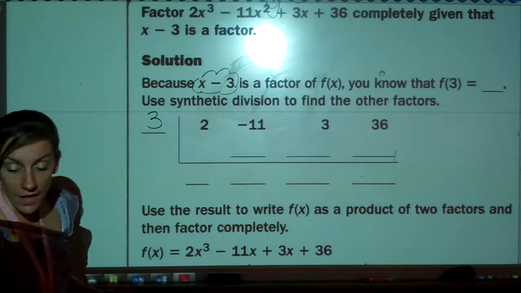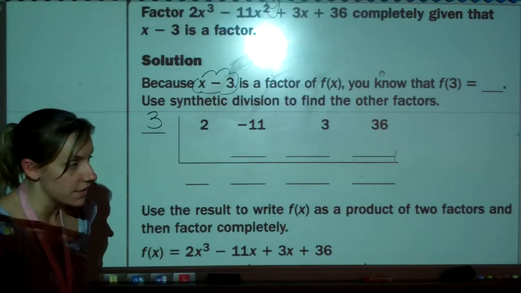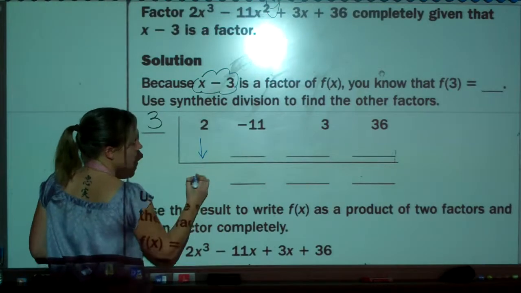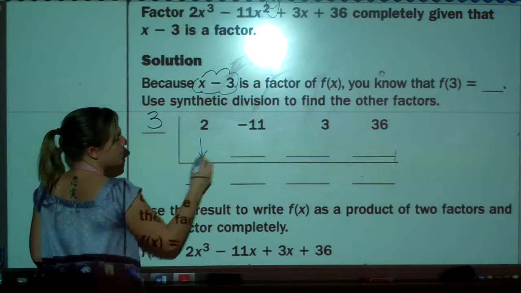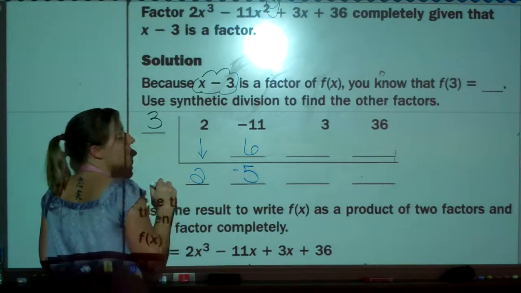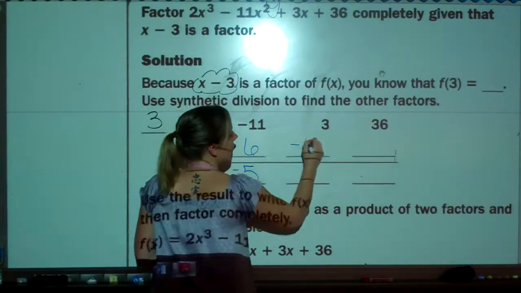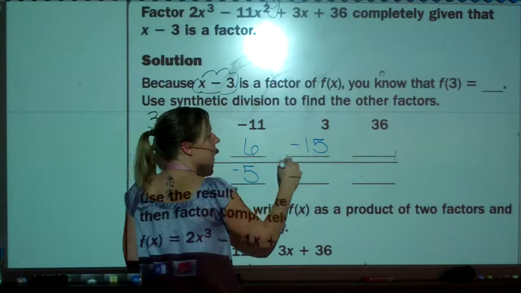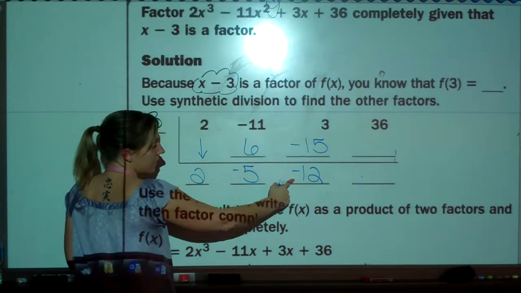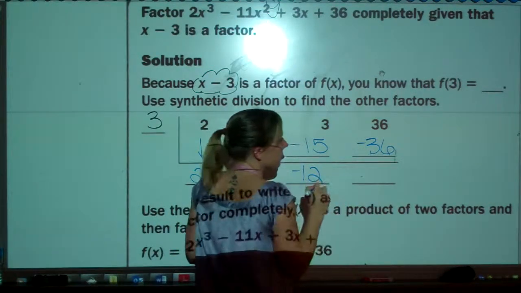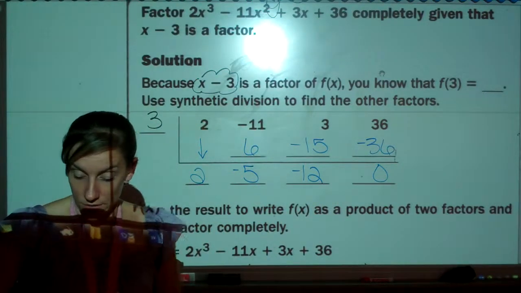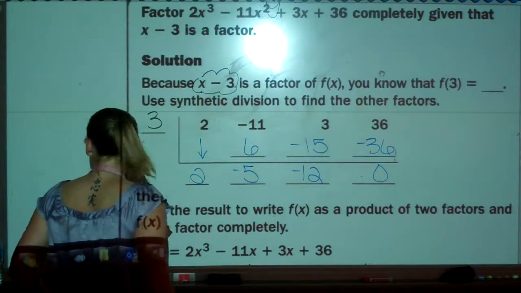Okay? So then you just go through the process, and the process is bring this down to a 2. Multiply those two. 3 times 2 is 6. Add those up. Negative 11 and 6 is negative 5. Multiply again. 3 times negative 5 is negative 15. Add those up, you get negative 12. Multiply again. 3 times negative 12 is negative 36. 36 and negative 36 is 0. That's exactly what we wanted. That's the whole thing of the fact of knowing that's a factor.